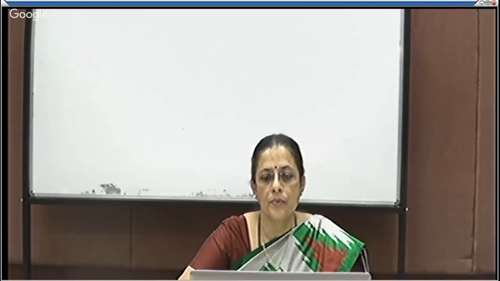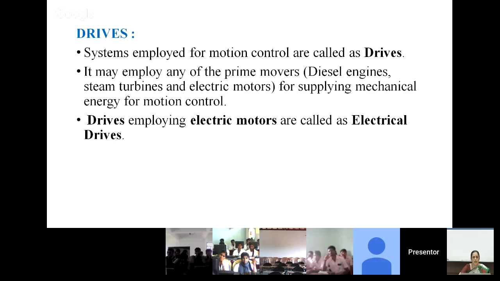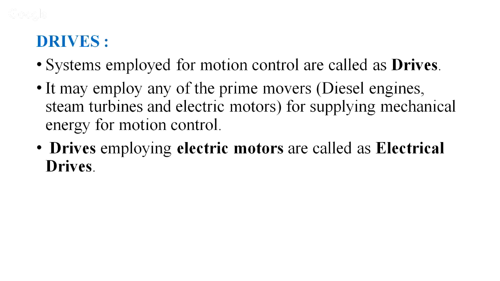So what is the meaning of drives? Systems employed for motion control are called drives. It may employ any of the prime movers, namely diesel engines, steam turbines, and electric motors for supplying mechanical energy for motion control. Drives employing electric motors are called electrical drives.